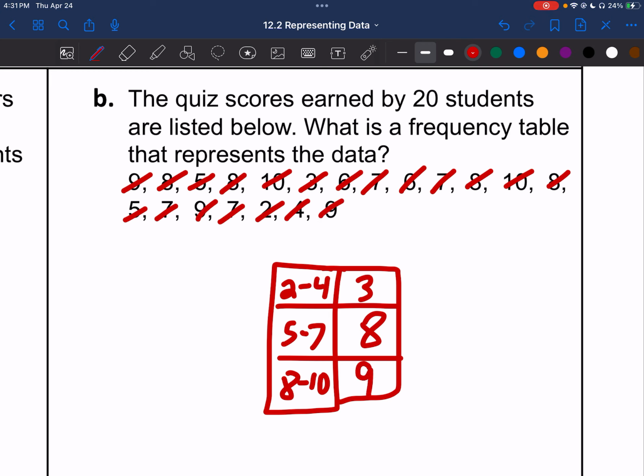Now let's double check. 8 plus 9 is 17, plus 3 is 20. We started with 20 students, so your frequency should add up to the total number of data points that you have.